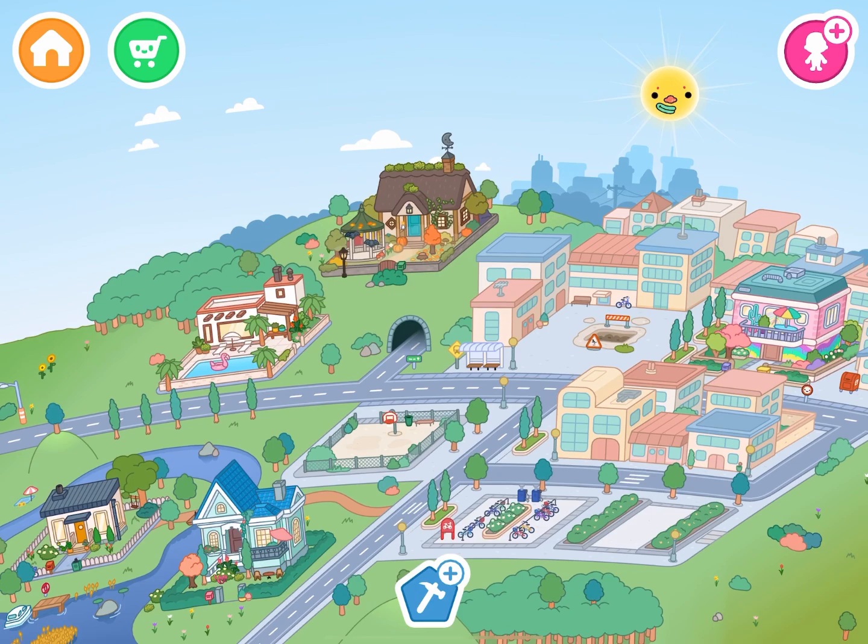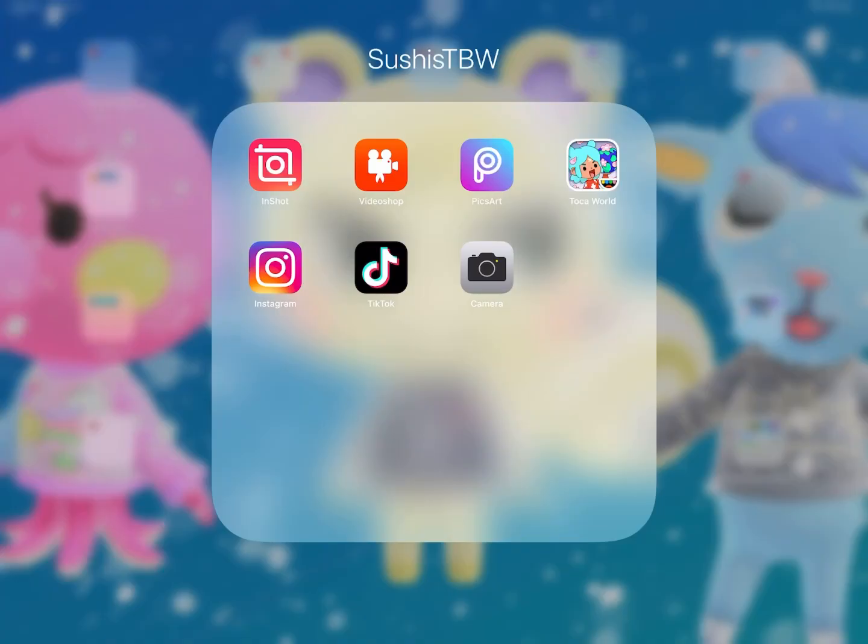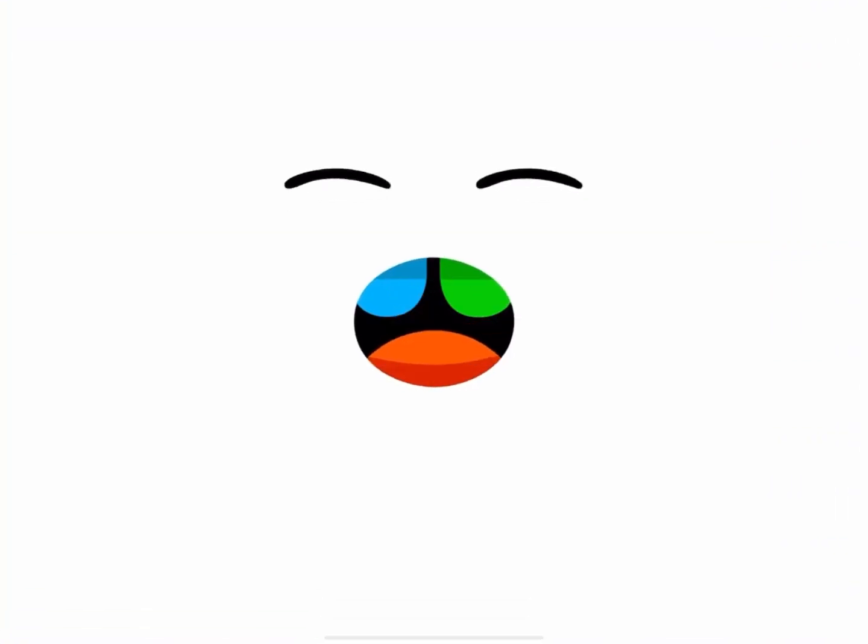So today, my neon rainbow apartment was acting weird. It wouldn't let me go in. Every single time I tried to go in, it would just boot me out, and I tried this over and over and nothing worked. So after I looked up what to do, the only things that came up were to reset your house or reset the whole world.